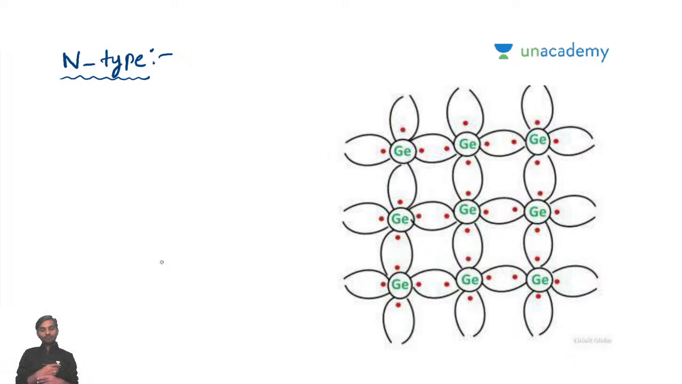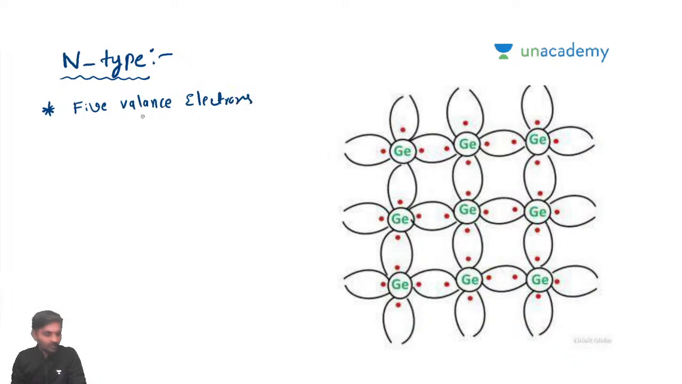Remember, an N-type semiconductor has a dopant. The dopant is a pentavalent impurity, having 5 valence electrons. Whichever atom with 5 valence electrons is added to the pure form of semiconductor.